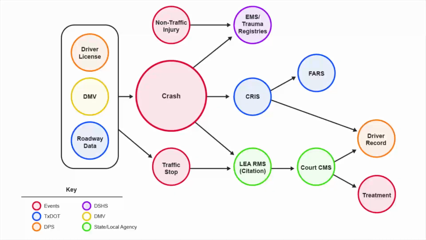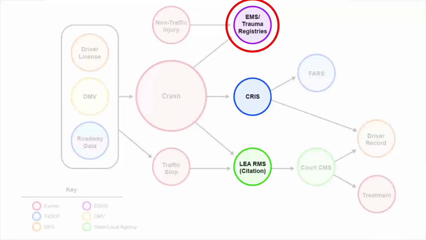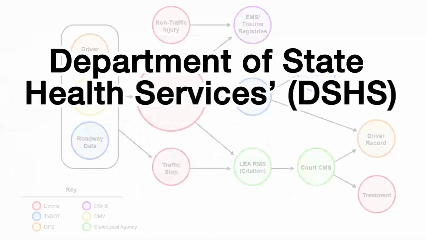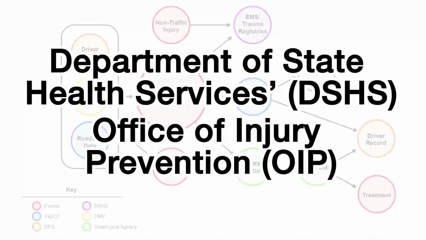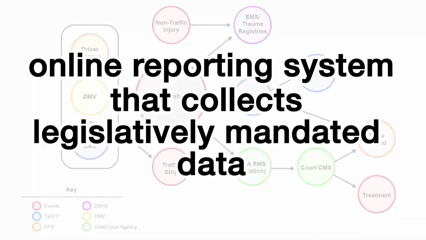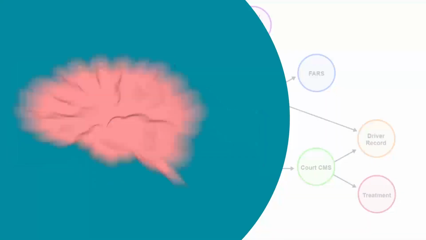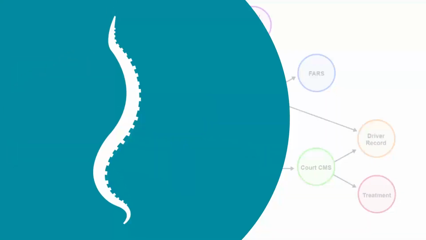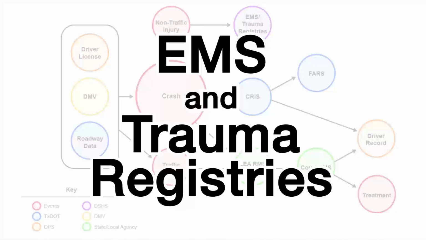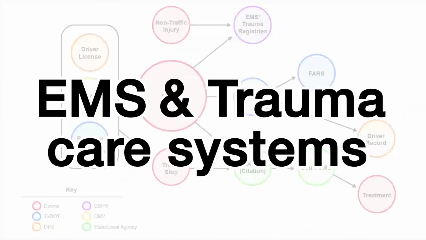Crash data flows into three primary registry types: EMS or trauma registries, CRIS, and local agency record management systems. The EMS and trauma registries are managed by the Department of State Health Services Office of Injury Prevention. The Texas EMS and Trauma Registries is an online reporting system that collects legislatively mandated data on all EMS runs, traumatic brain injuries, spinal cord injuries, submersions, and other traumatic injuries based upon a specified criterion. The purpose of registries is to monitor and analyze the EMS and trauma care systems.